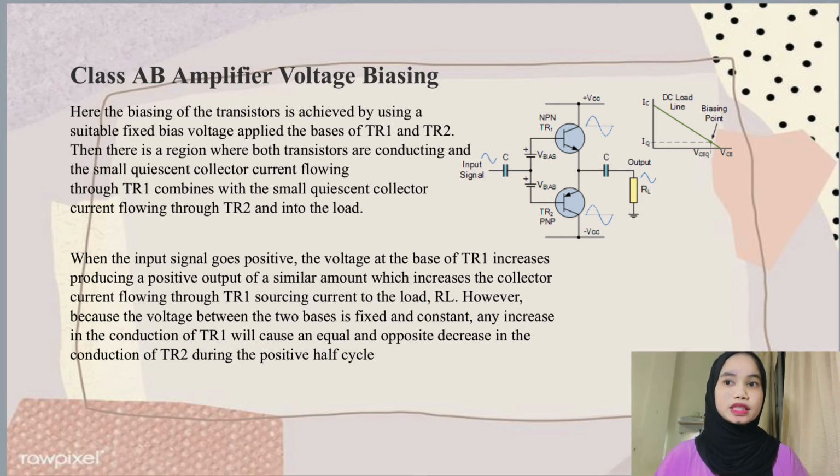When the input signal goes positive, the voltage at the base of TR1 increases, producing a positive output of a similar amount, which increases the collector current flowing through TR1, sourcing current to the load RL. However, because the voltage between the two bases is fixed and constant, any increase in conduction of TR1 will cause an equal and opposite decrease in the conduction of TR2 during the positive half cycle.